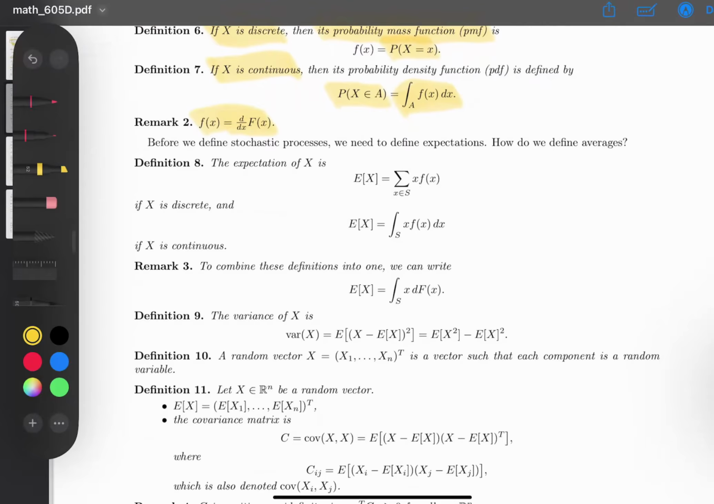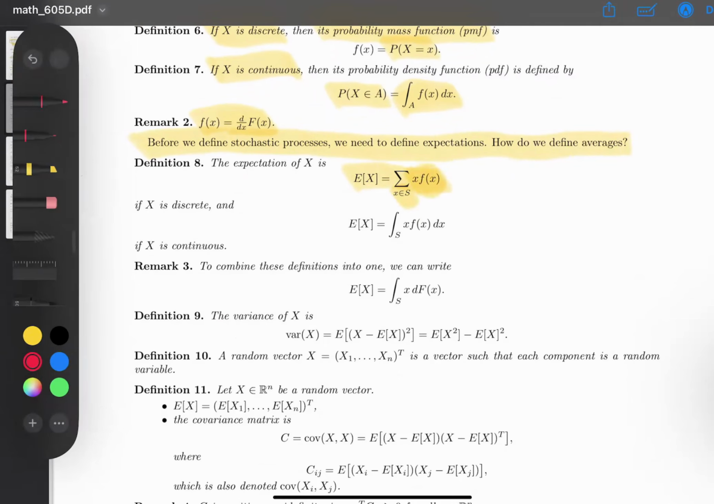The next part that we jump into, we want to figure out how to define averages. So the first thing that we do, for all possible states or outcomes S, we define the expectation of our random variable. And expectation is more or less this: for each outcome, we have its probability, and we multiply our outcome by its probability and sum it up.